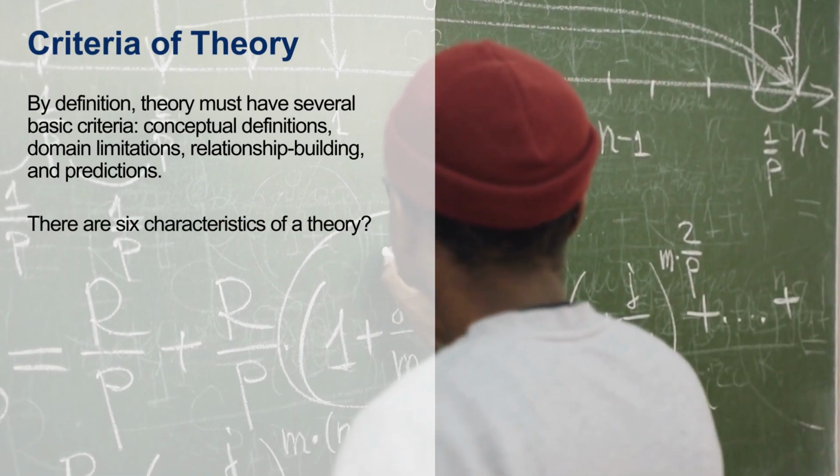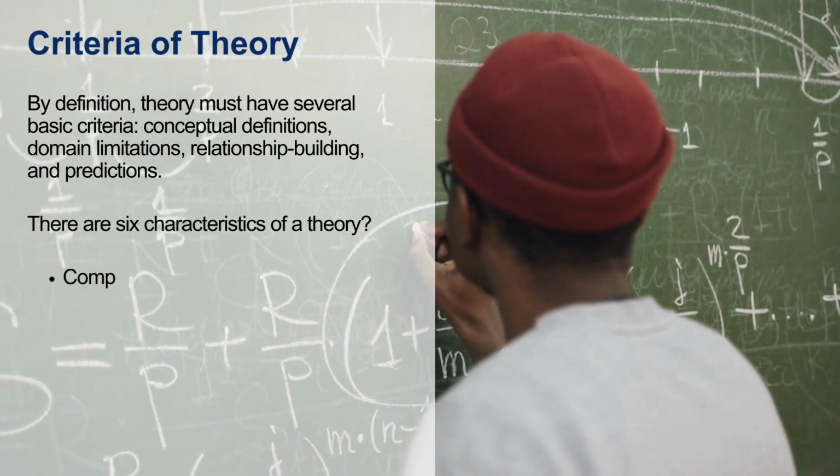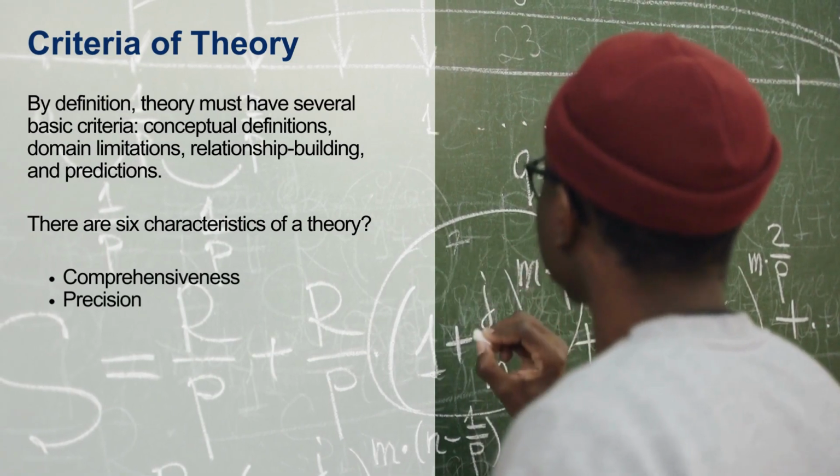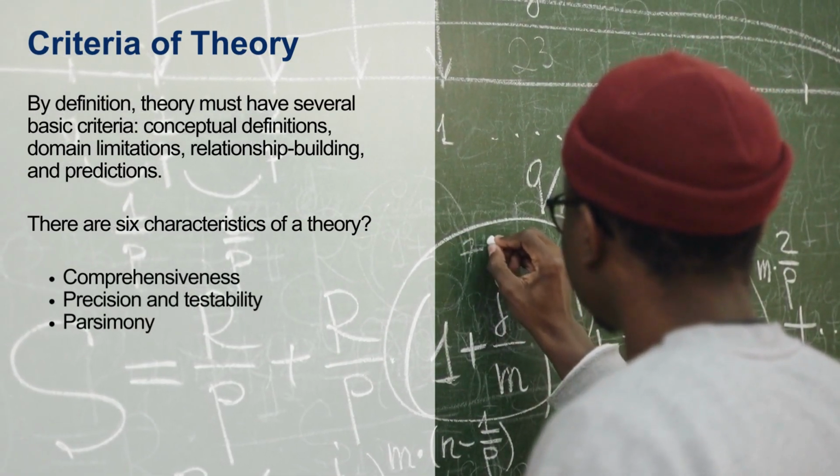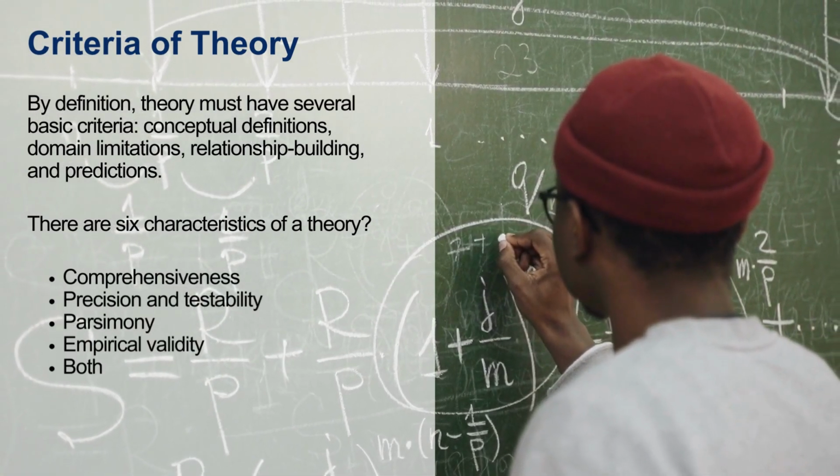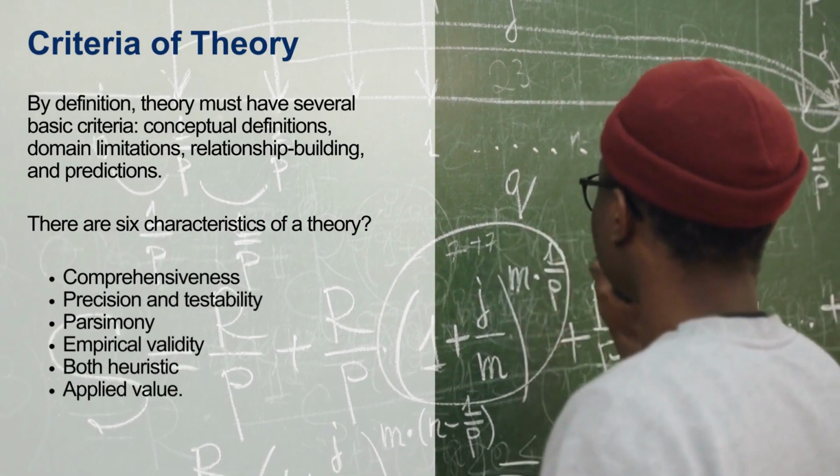There are 6 characteristics of a theory. 1. Comprehensiveness. 2. Precision and testability. 3. Parsimony. 4. Empirical validity. 5. Both heuristic. 6. Applied value.